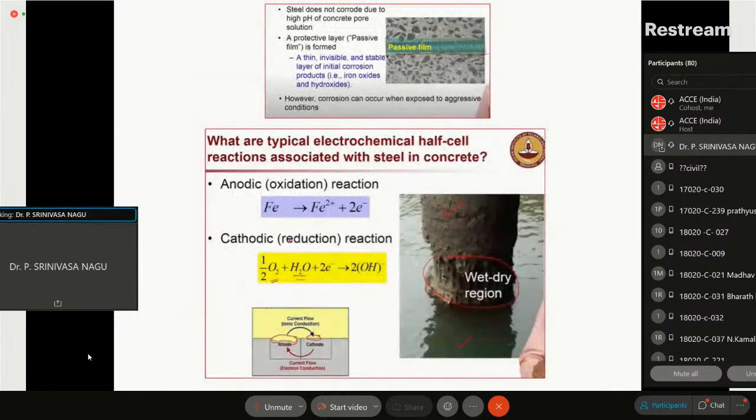So finally, one more small slide from the same NPTEL presentation. I am putting it here. How the corrosion takes place, how the passive film is there. All around the reinforcement, there will be a passive film when you cast the RCC. It's a thin, invisible and stable layer of initial corrosion products, that is iron oxides and hydroxides.